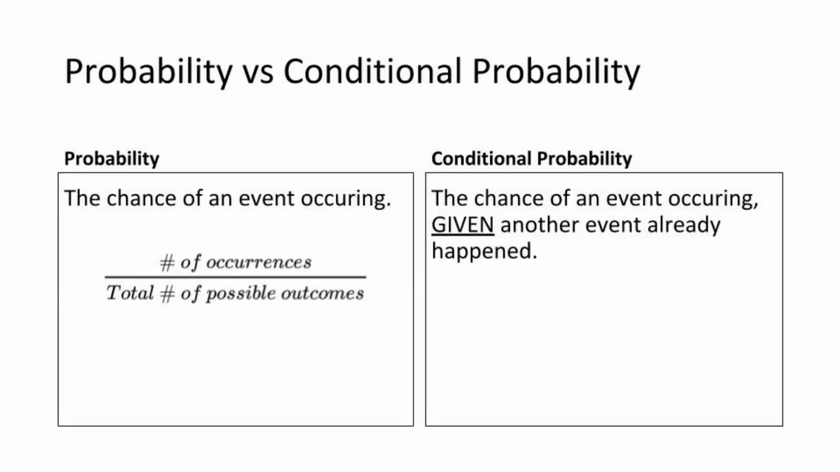Okay, so now I'll talk about what the difference is between probability and conditional probability. Probability, just like I mentioned before, is the number of occurrences divided by the number of total possible outcomes. But conditional probability is the probability dependent on something else happening. It's the chance of an event occurring given another event already occurred. And whether you know it or not, you actually already have been over an example of conditional probability.